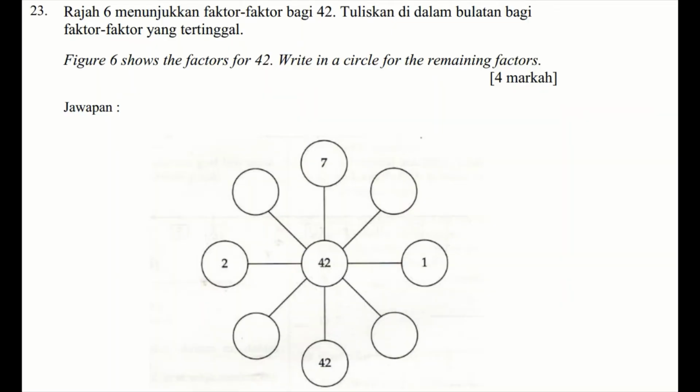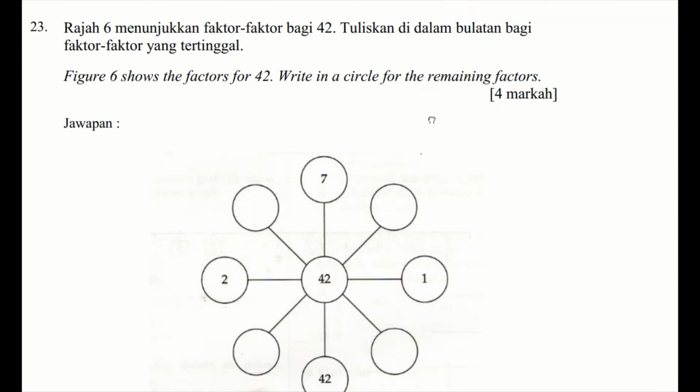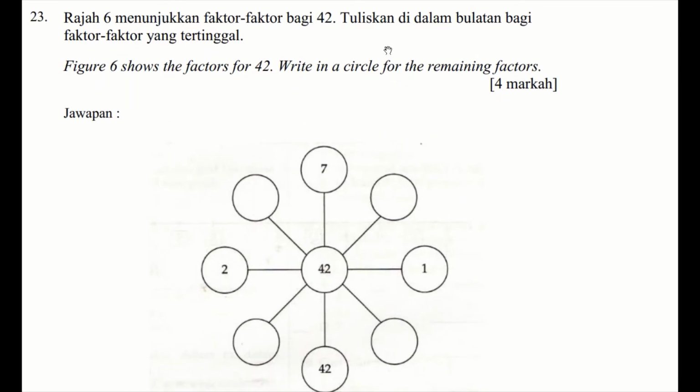Question 23. Figure 6 shows the factors of 42. Write in a circle the remaining factors. So first, we need to find what the factors of 42 are. 1 multiplied by 42 is equal to 42. So that means 1 and 42 are factors of 42.